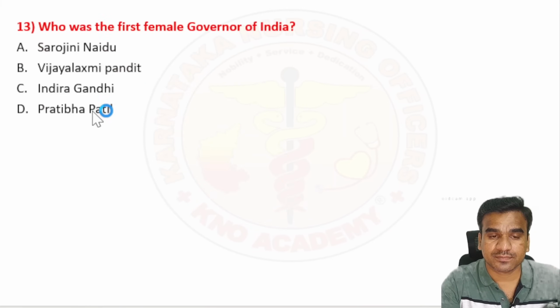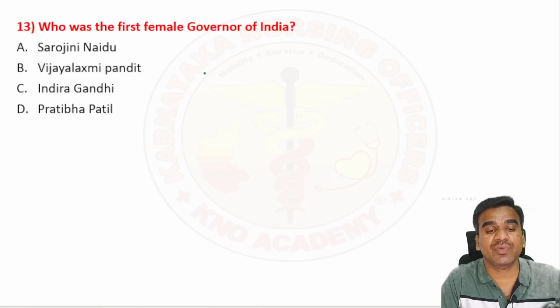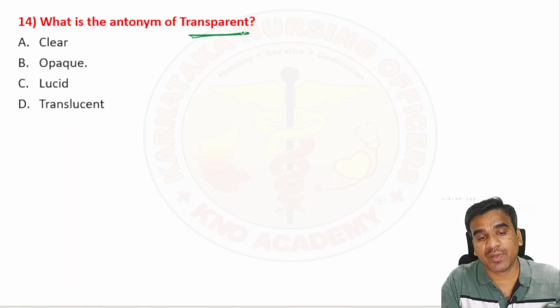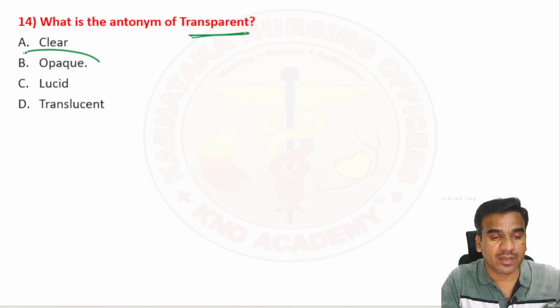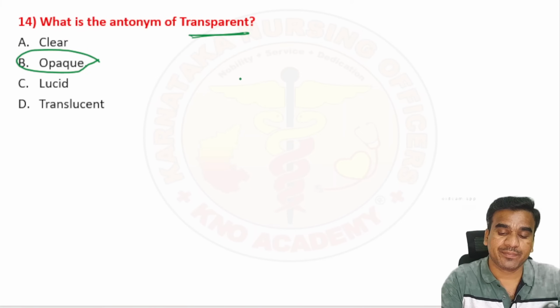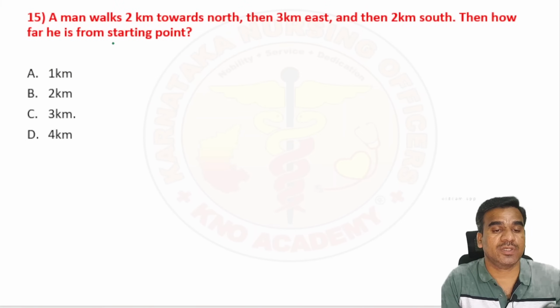Okay. The next question: who was the first female governor of India? So first standard students will tell, that is Sarojini Naidu. And then which is the antonym of transparent? Okay, it is opaque. Opaque means completely not transparent.